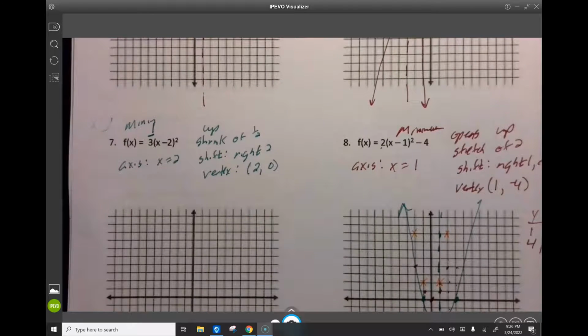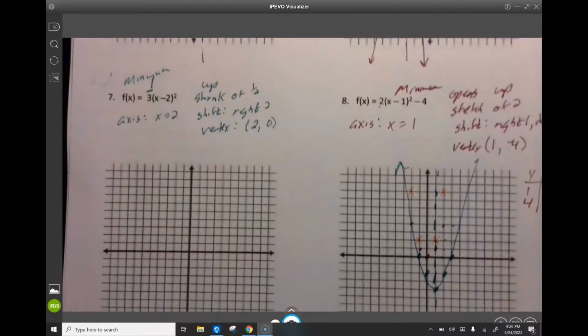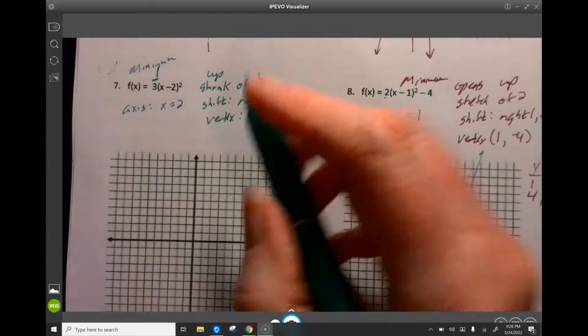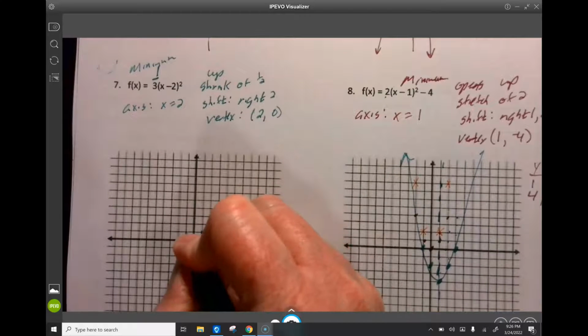Okay, how'd you do? Hopefully you got all of those right. Okay, again, pause yours if you want to. Try it all on your own, although we haven't done a 1/3. Okay, so here we go. It opens up, parent function, parent function.